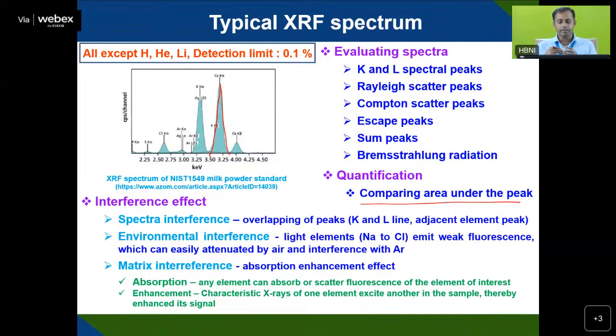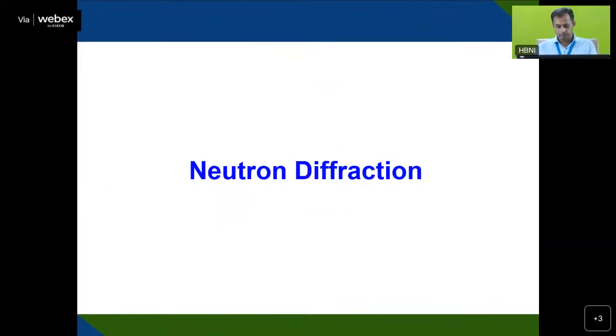You will see elements can absorb or scatter the fluorescence of the element of interest, the particular element you want to find out, so that may get absorbed, so the scattered fluorescence will change, or it can be increased. So these three, the spectral interference, environmental interference, and matrix interference, can be taken care of properly, then you will get very good elemental analysis results. You can identify each element by using these methods.